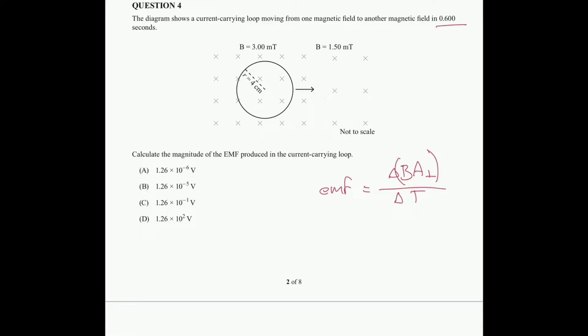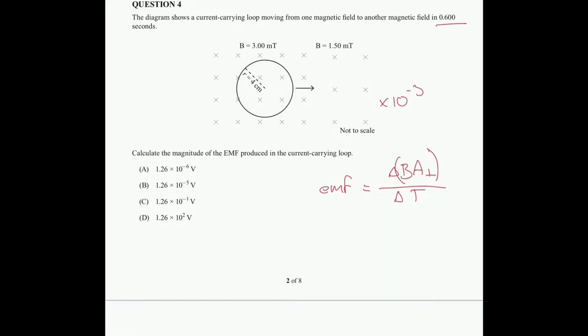The important thing to think about is your units. This is in milliteslas, so we need to convert that to teslas. The important thing there is that it's times 10 to the negative 3 for any unit that we have there, as well as for our radius. Our radius is not in meters, it is in centimeters. So we need to remember that r is going to be equal to 0.04 meters.